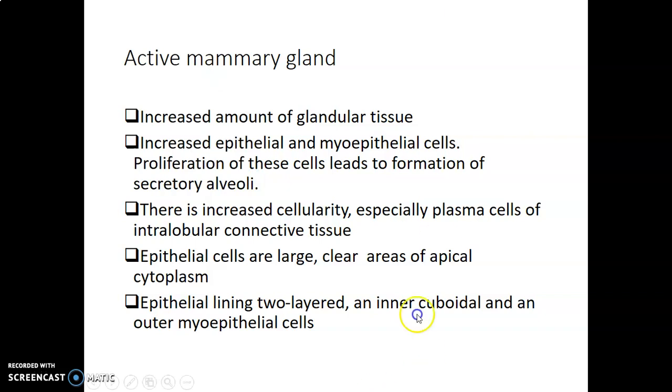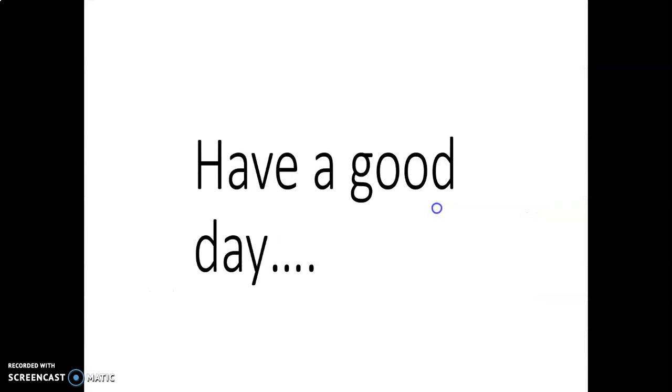Then you'll also see a lot of plasma cells, because remember, as the baby is suckling, the bacteria in the baby's mouth can enter the breast tissue from the nipple. So you need lots of plasma cells to protect this breast that is lactating. And then the epithelial cells are usually larger. So an active mammary gland has less adipose tissue.